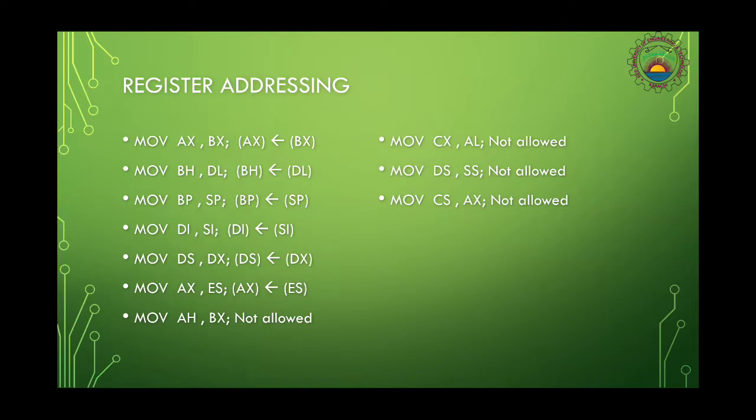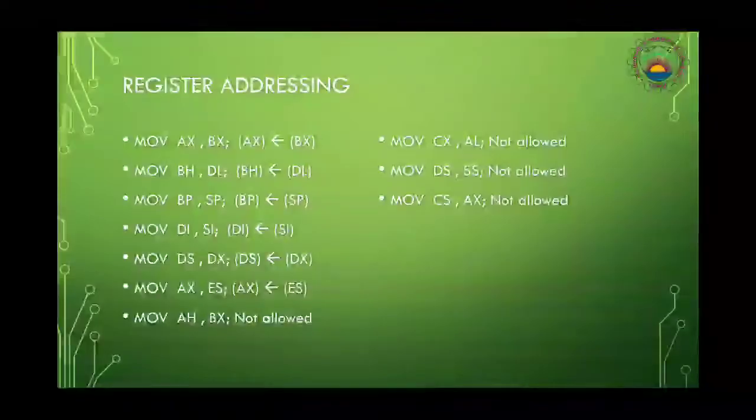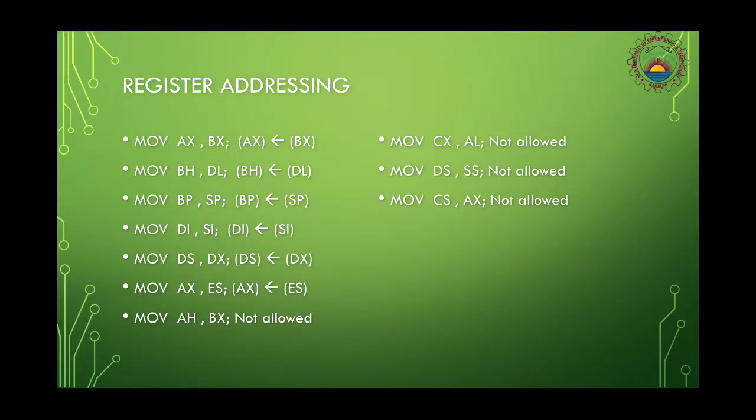Next instruction is MOV AX, ES. Here you are having a special purpose register, extra segment. Content of that special purpose register is copied into a general purpose register AX, so that is allowed. Size of both registers is the same. ES is 16 bit, AX is also 16 bit.